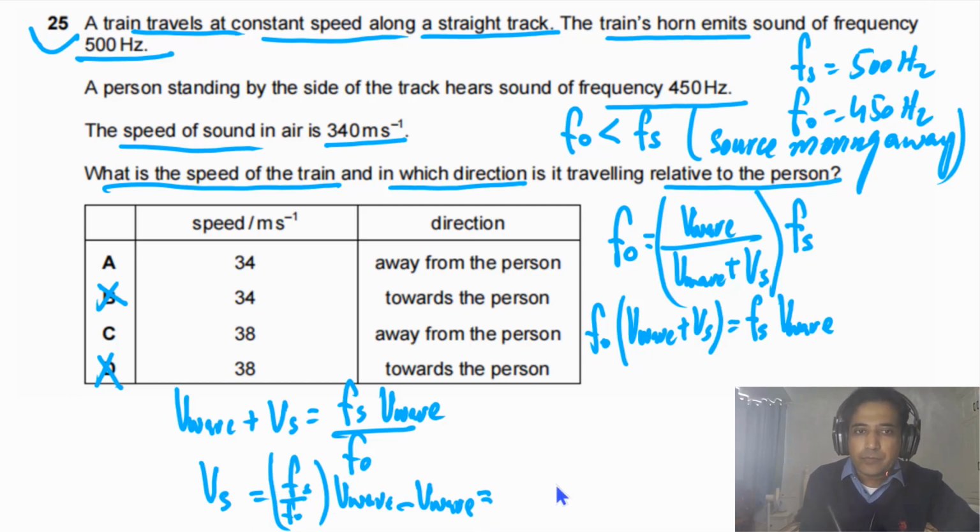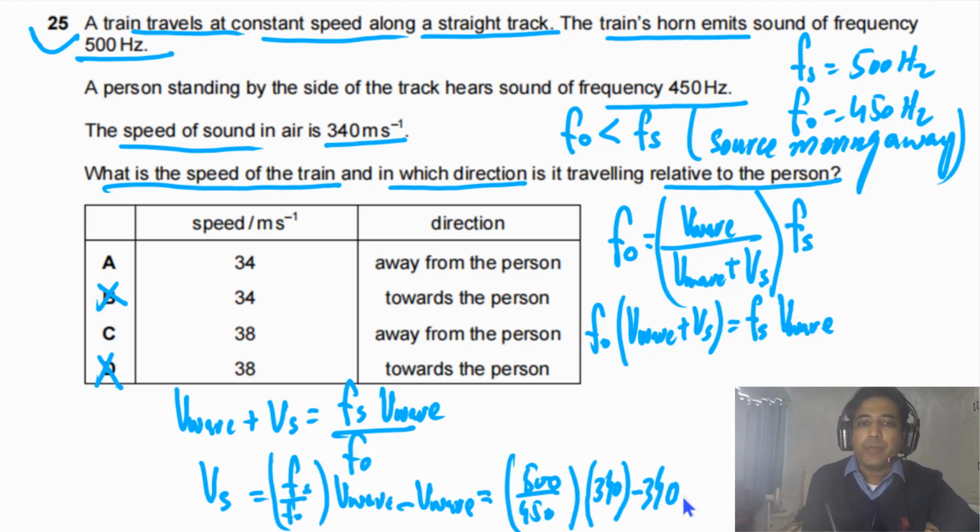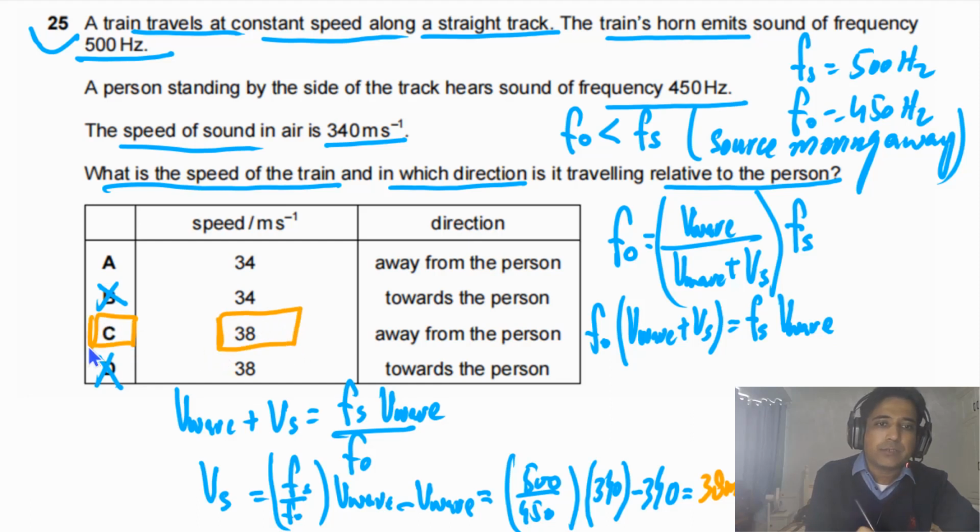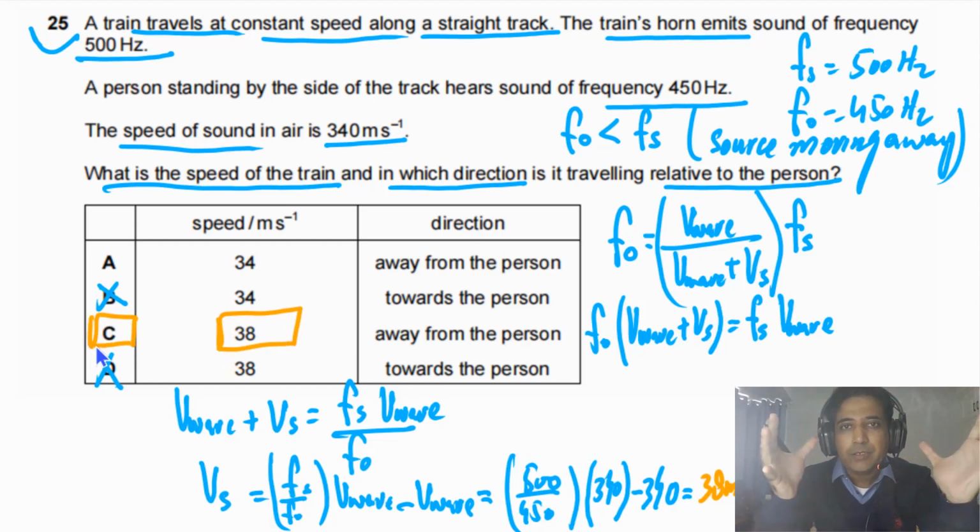So we have frequency of the source, that is 500, observed frequency we have 450. We have to multiply this one with speed of the wave, that is 340 minus 340. If we solve this one we will get 38 meters per second. So the answer for this question has to be C. So C is the answer. So this is how you can approach it, a beautiful way, a nice question about the Doppler effect.